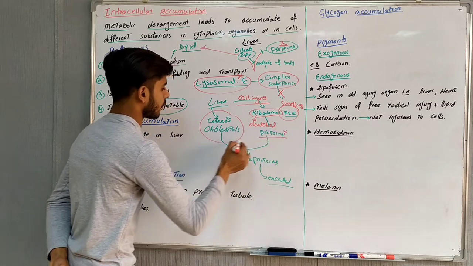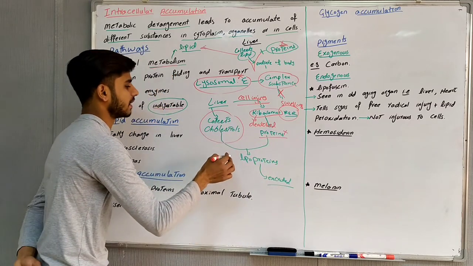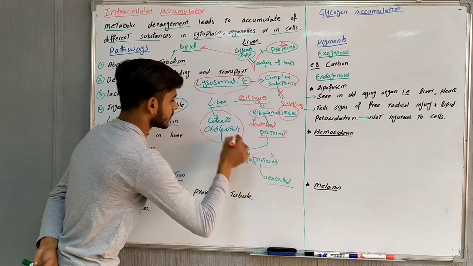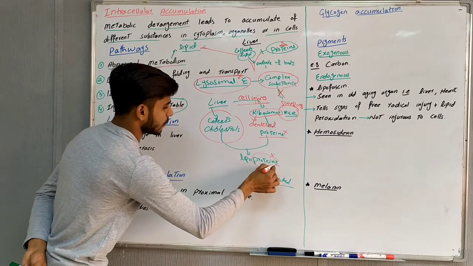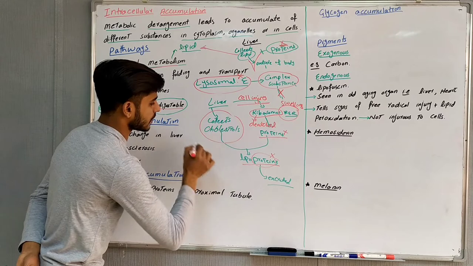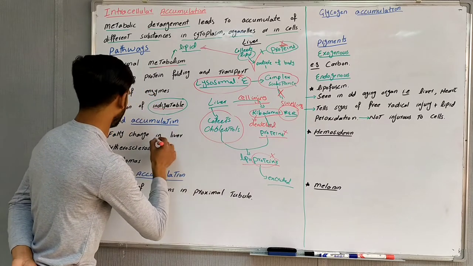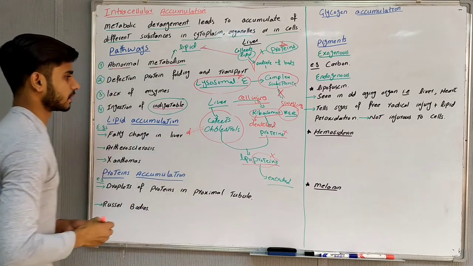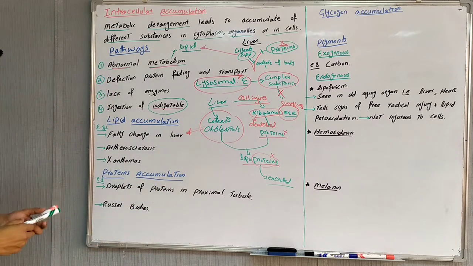So proteins will not form, but cholesterol is being collected. When proteins are not present, the cholesterol will not be changed into lipoproteins, so this cholesterol will be accumulated in the liver. It will cause the fatty change in the liver. So that was the example of fatty change in the liver.